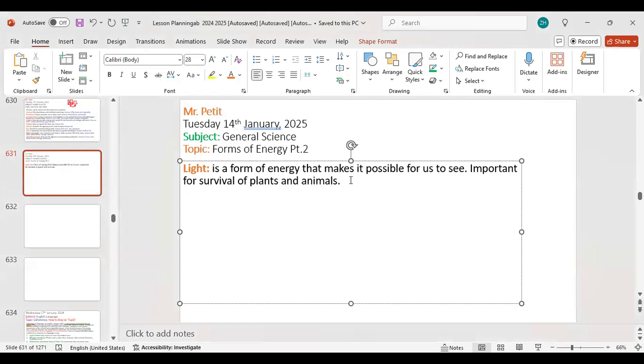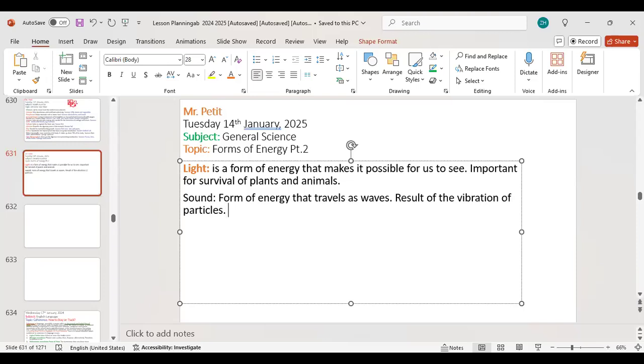The next type of energy is sound energy. Sound energy is a form of energy that travels as waves, and it is the result of the vibration of particles. So how do we have sound?